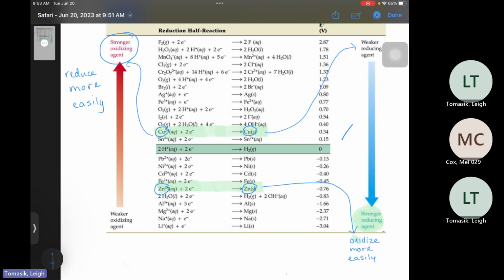So things that are closest to the bottom will become our anode, and things that are closer to the top will become our cathode. That's how you can choose an anode and a cathode if you're given two metals, because sometimes we just give you two metals and you have to make a battery out of them. So that's how you choose which one will be the anode and which one will be the cathode.